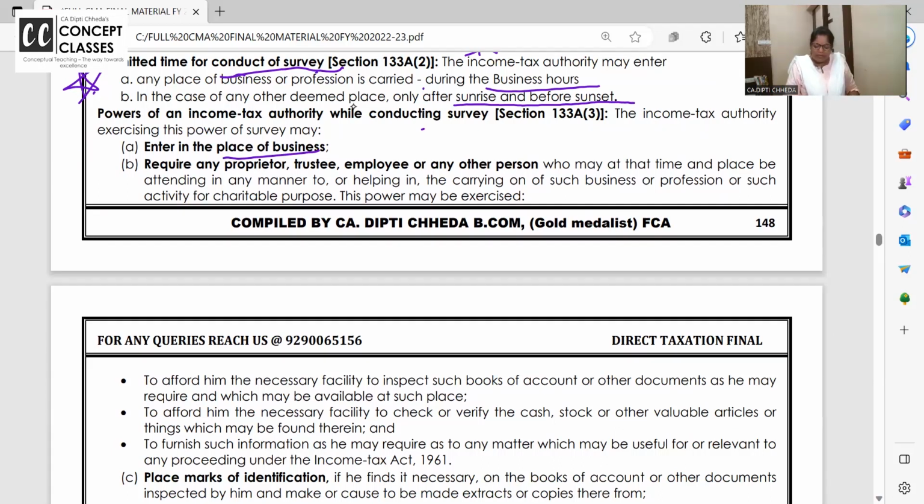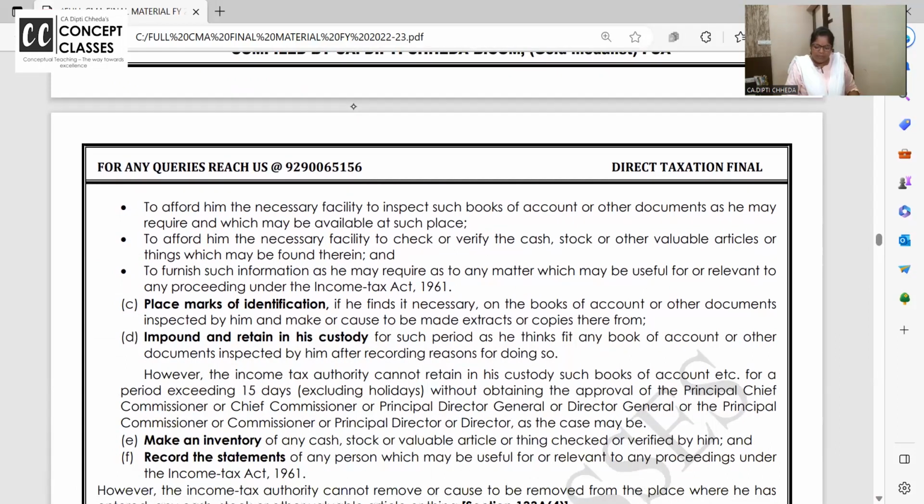Require any proprietor, trustee who may at the time be in place attending to help them carry out the survey. To afford him necessary facility to inspect the books, they need to cooperate. To afford him necessary facility to verify the cash stock count. To furnish all the information which is required.